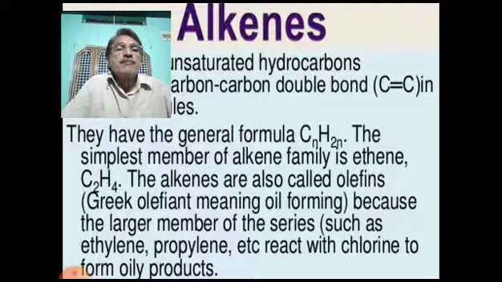Among the alkenes, the first stable member is ethene or ethylene. Ethylene is a common name, but ethene is the IUPAC name. Ethene, propene, butene, pentene, hexene, heptene, octene, nonene, decene. These are the different members of alkenes.